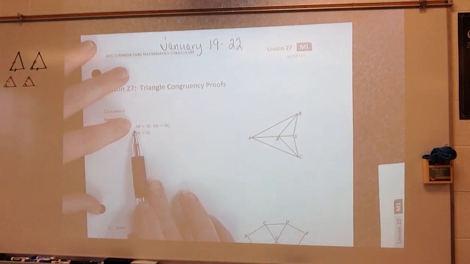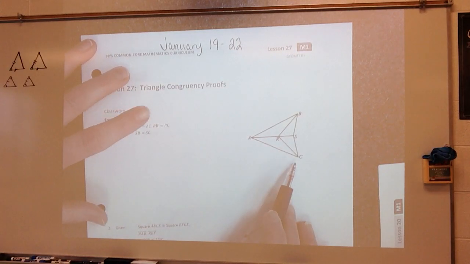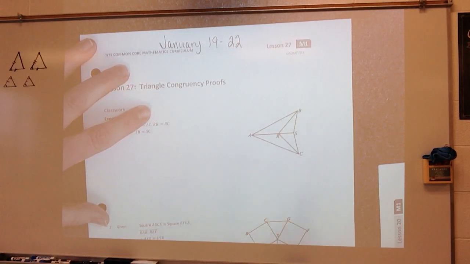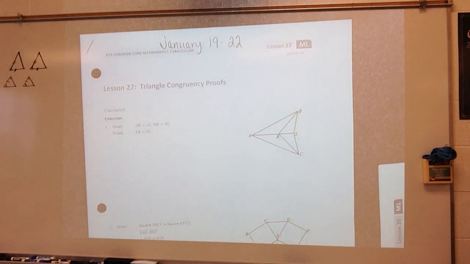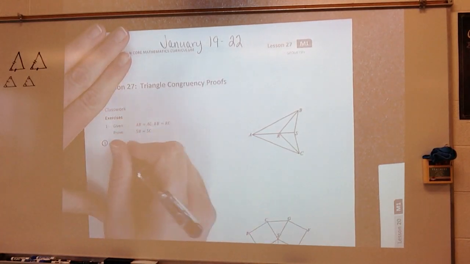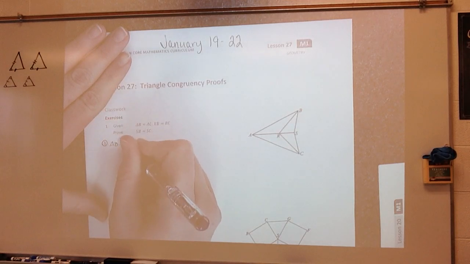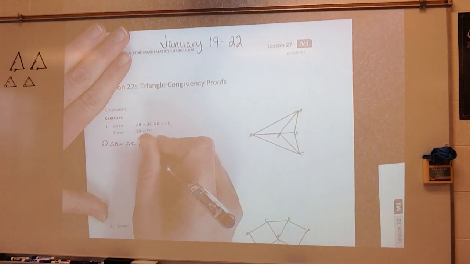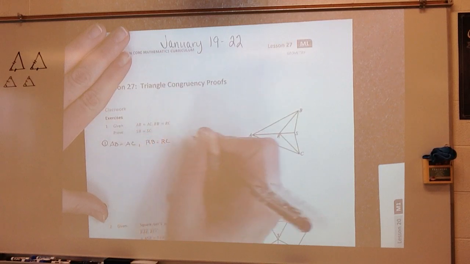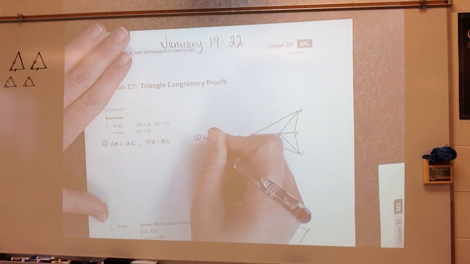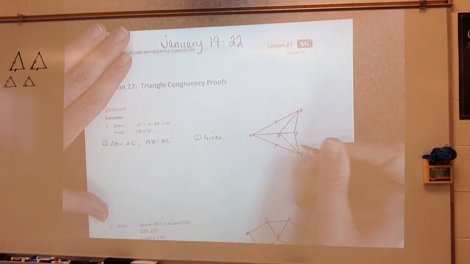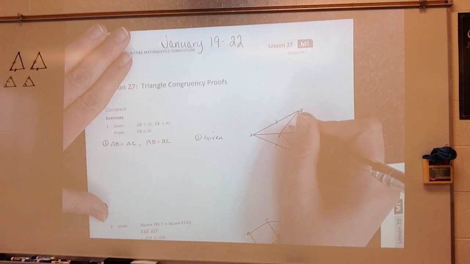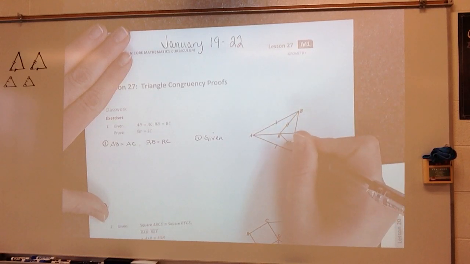So we are given AB is equal to AC, and we are given RB is equal to RC. It wants us to prove that SB is equal to SC. Let's go ahead and list our given information. We're given AB is equal to AC, and we're given RB is equal to RC. Why? That is a given. I'm going to go ahead and mark it. So AB is equal to AC, and RB is equal to RC.